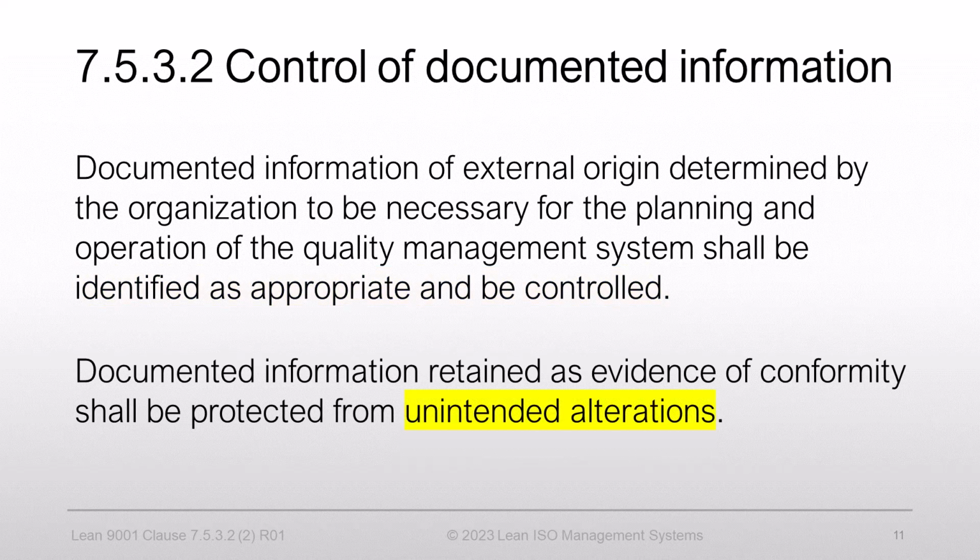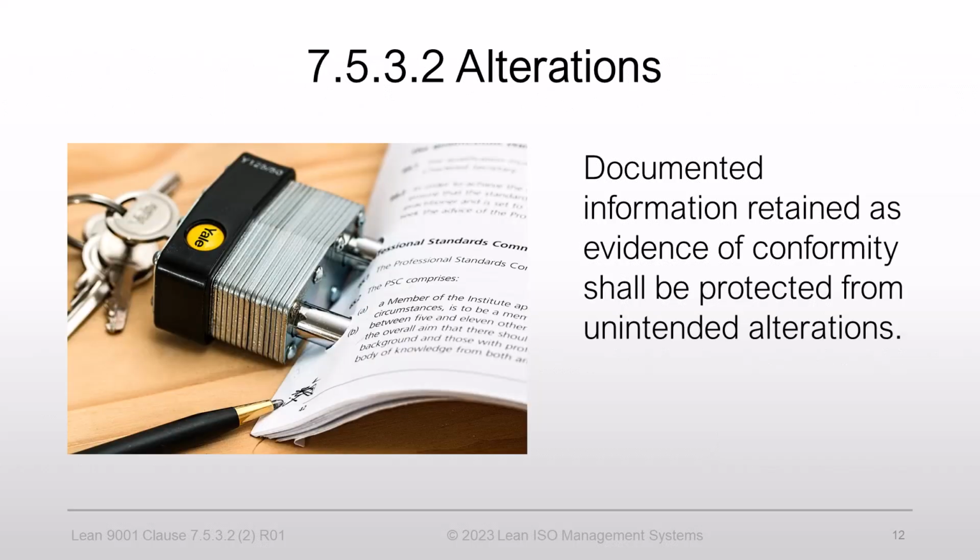The next requirement is unintended alterations. Actually, I want to talk about both unintended and intended modifications here. Unintended alterations are easy to control. Your records are safe as long as they are in PDF format or are password protected.